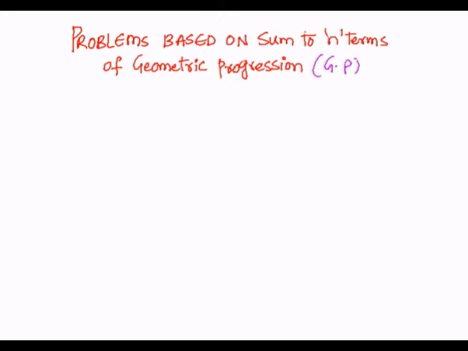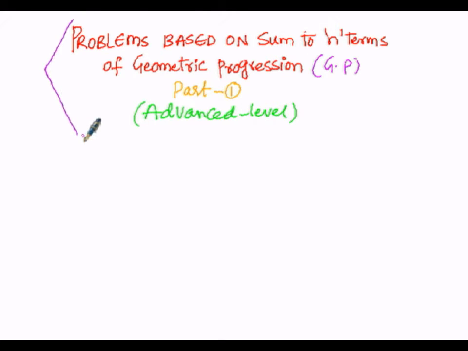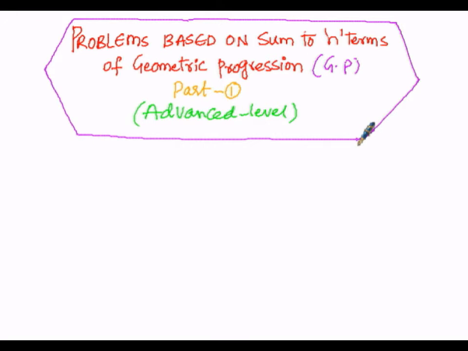So here this is under problems we are going to perform under part 1 under the advanced level. So here the general form of the geometric progression is a, ar, ar square, ar cube, and so on. The nth term will be ar to the power of n minus 1.